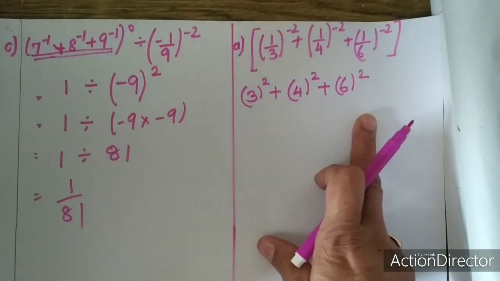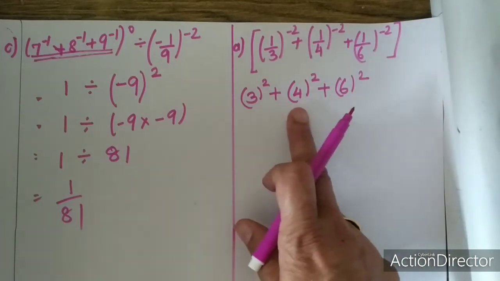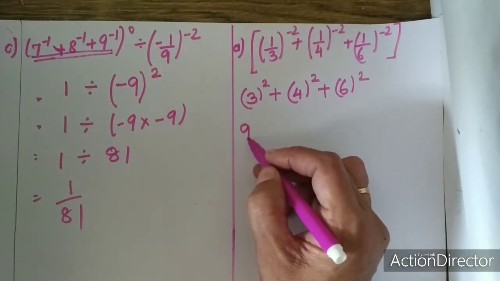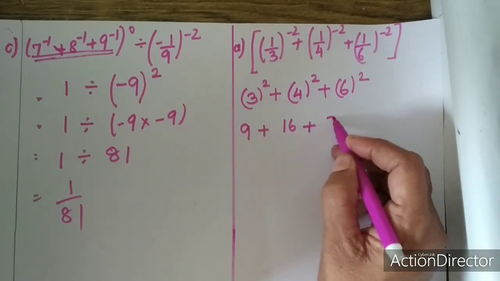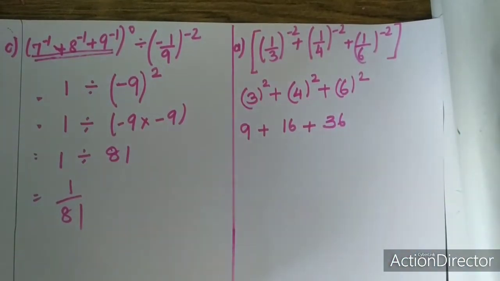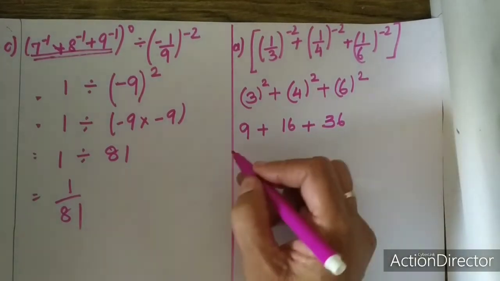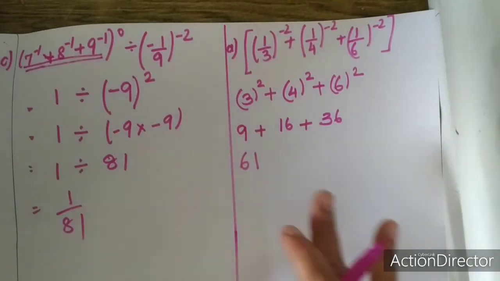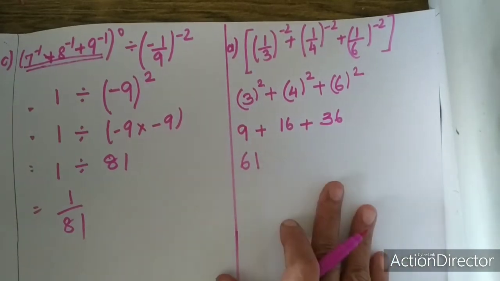Here I cannot apply any law because there is no multiplication sign and the bases are also different. So what is 3 power 2? 3 power 2 is 9, 4 power 2 is 16, plus 6 power 2 is 36. So 36 plus 9 is 45. And 45 plus 16 is 61. So my answer is 61 over here. So you have to do it slowly by following the steps. Laws of exponents, if you follow slowly, you can do all the sums correctly.